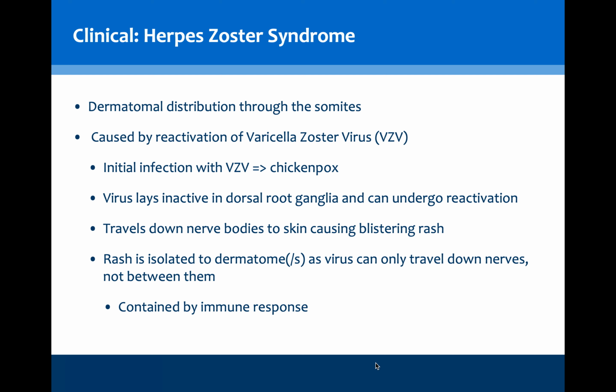But when a patient is more ill, might have a cold, or might feel under the weather, or might be tired, and then they get this breakout of herpes rash, so it reactivates, and then it travels from the dorsal root ganglia down the nerve, and in the skin that the nerve innervates, you get this blistering rash. And the rash is isolated to the dermatome because the virus transmits down the nerve root and doesn't cross between nerves at the level of the dorsal ganglia, and it's ultimately contained by the immune response.